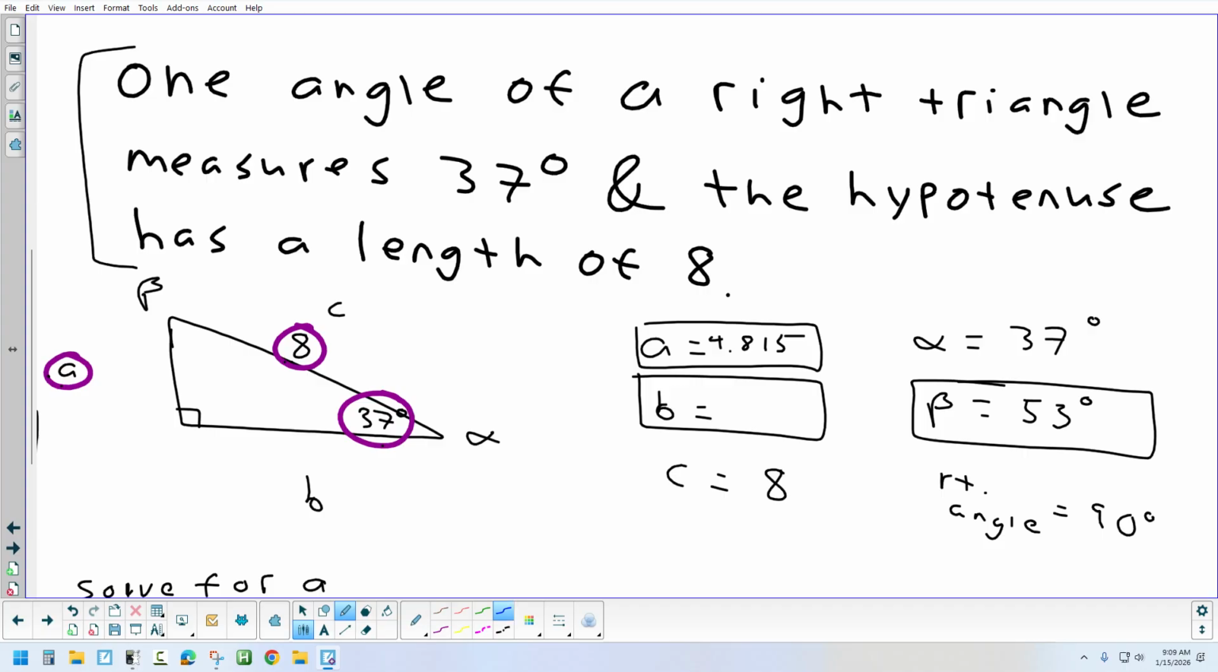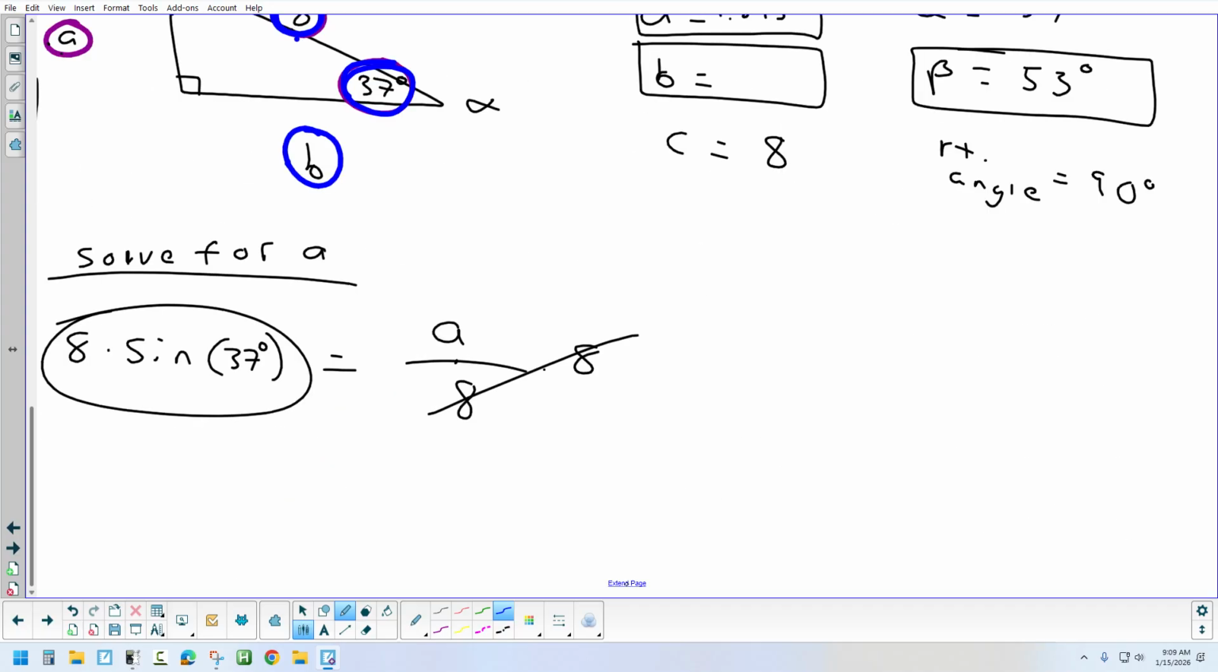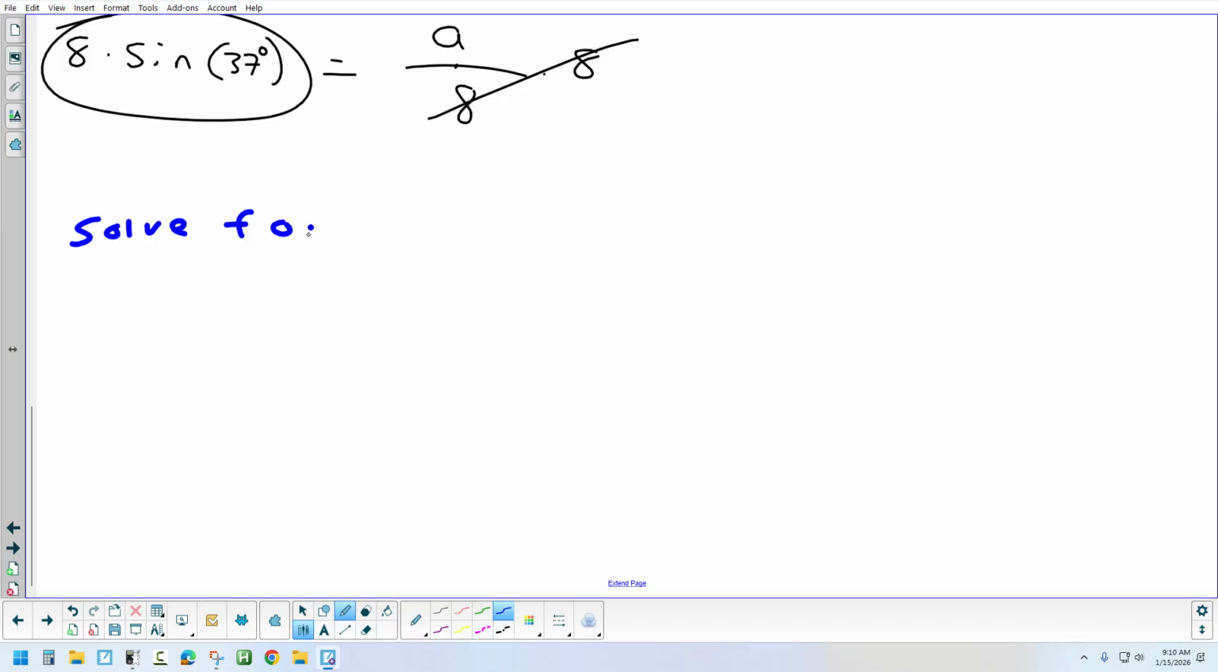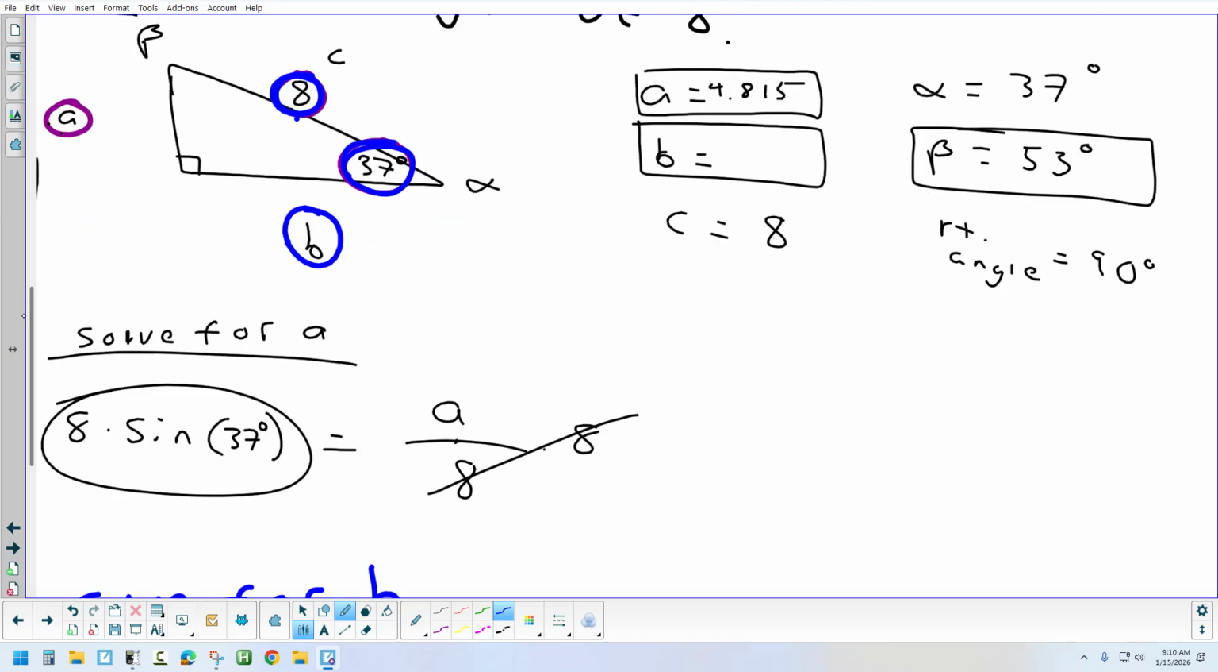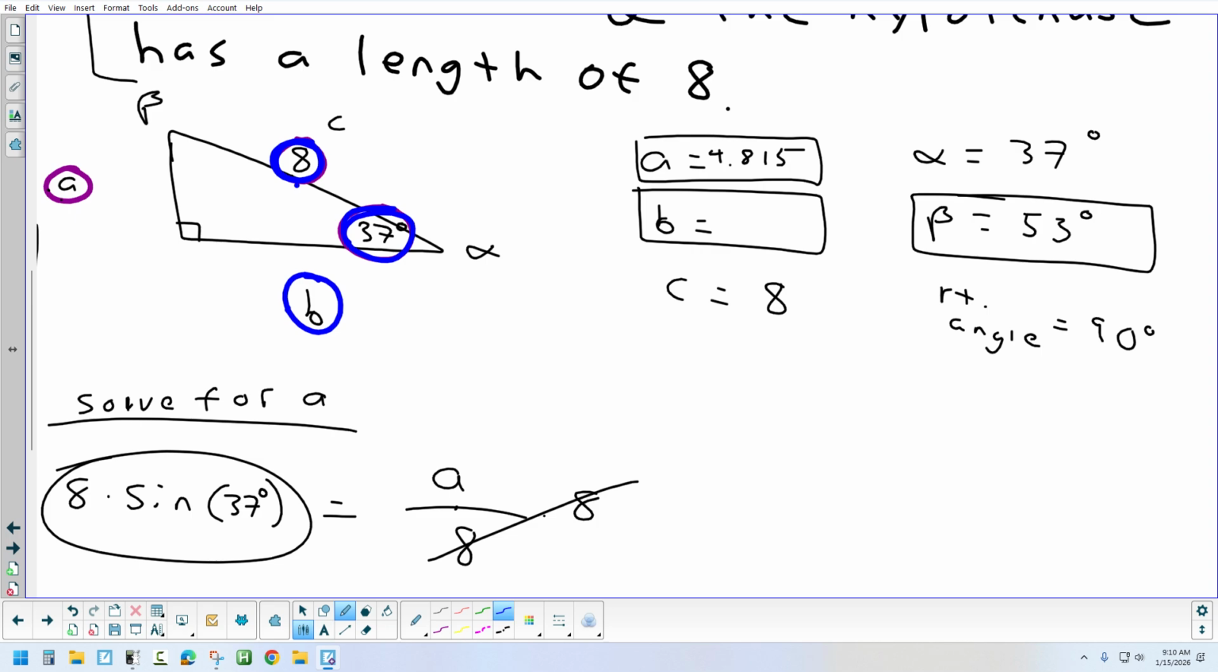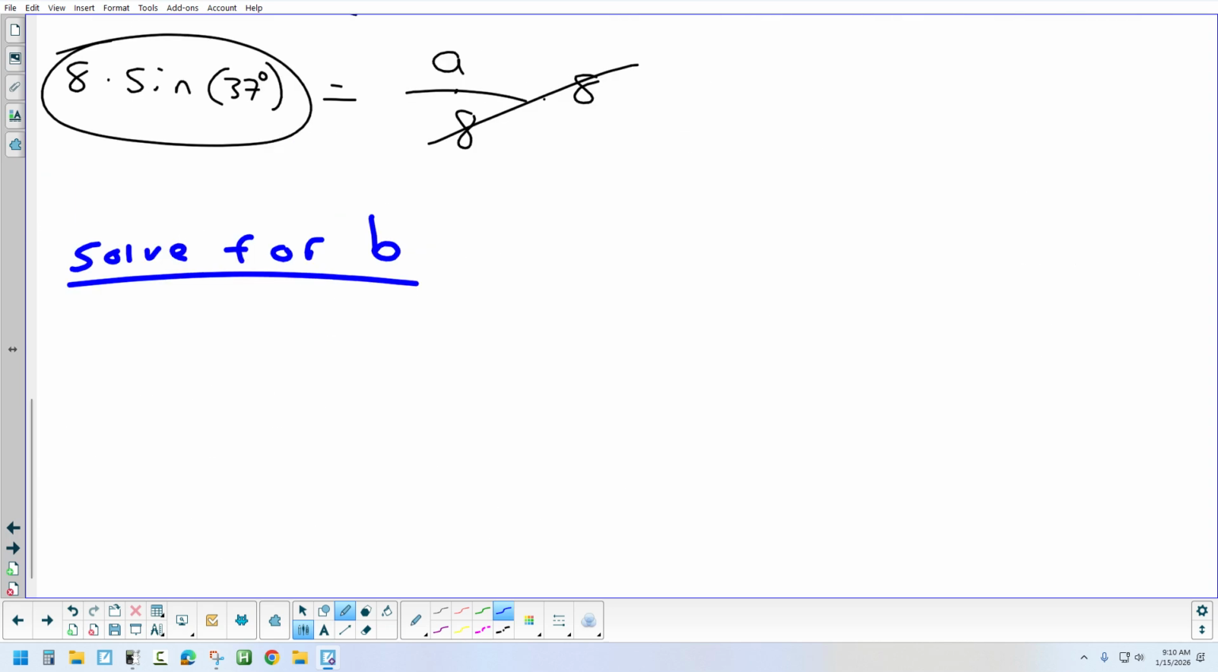So what we're going to do now is visualize again what sides we're using. Still using the 37, that was given. Still using the 8. But now I want to find b. What is the position of side b relative to 37? Adjacent. Now we're using adjacent and hypotenuse when we try to solve for b. What trig function has adjacent and hypotenuse in its definition? Cosine. So we can set up the same kind of thing.